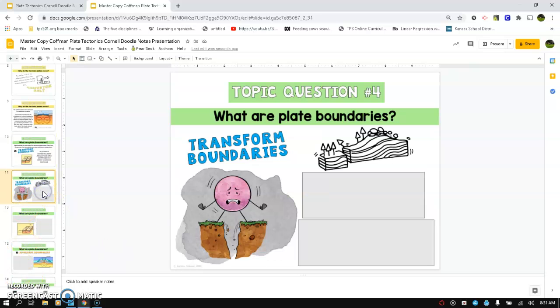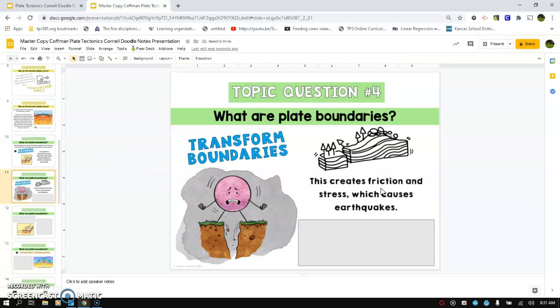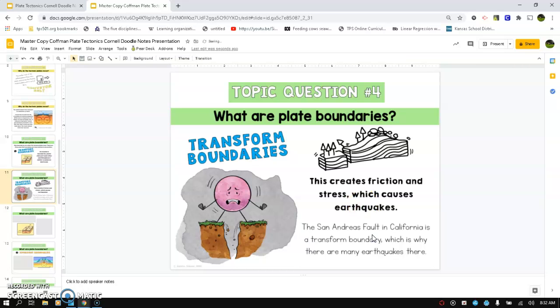So with transform, I said a specific fault line. That's pretty common. You guys might know that from Grand Theft Auto. This creates friction and stress, which causes earthquakes. Not tiny earthquakes. These are pretty gnarly earthquakes, and that's what we'll get into. Friction is heat, and stress, just kind of like if you guys have too much stress going on, there's a breaking point. Okay. And San Andreas.